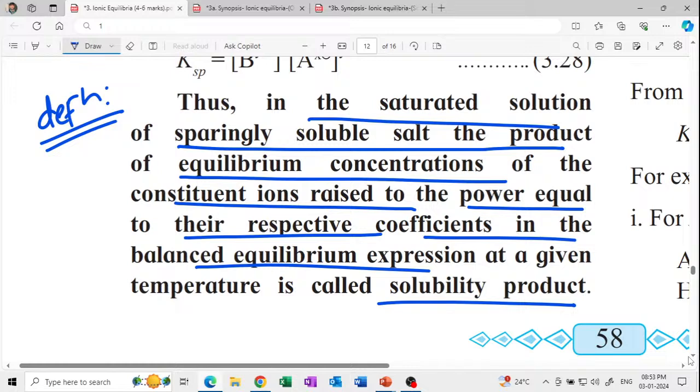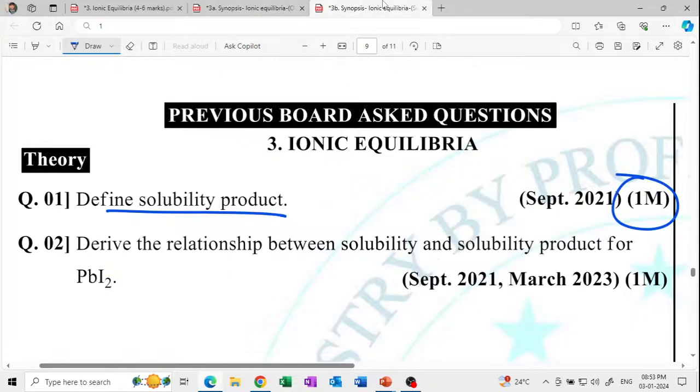So please mark करा आपण label करून ठेवा. This is very important definition for solubility product. Get it? 1 mark साठी question आहे. Solubility product 2021 चा question आहे.